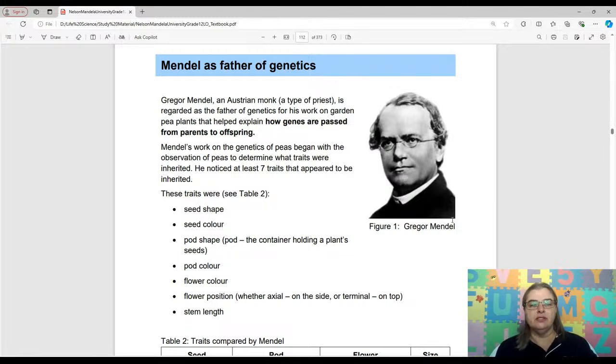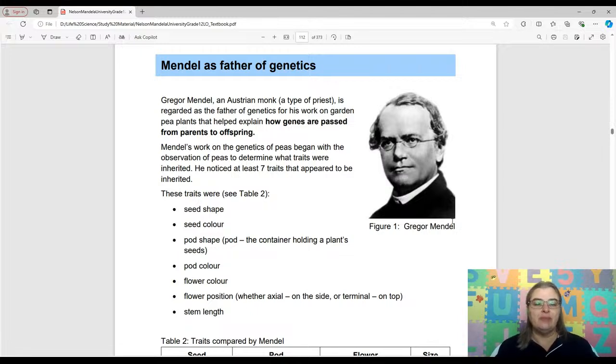Okay, so Mendel, we know, is the father of genetics. He was Gregor Mendel, an Austrian monk, and he was regarded as the father of genetics because of his work on garden pea plants, which helped to explain how genes are passed from parent to offspring. So remember, in his day, when he was doing his thing, they had no clue. They really didn't understand all of this. So his work was very pioneering.